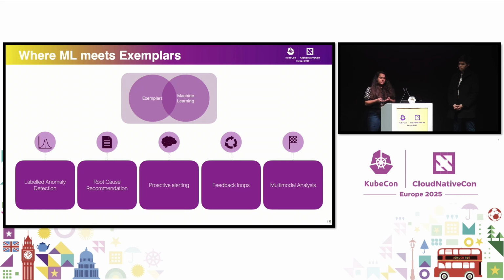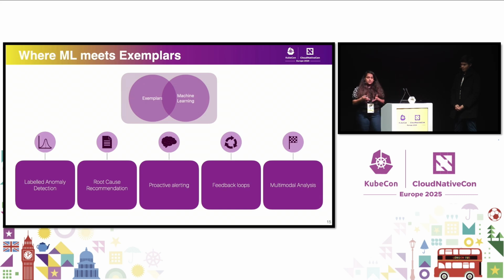So most of our anomaly detection methods are unsupervised, which means they are not running on labeled data. But the great thing about exemplars is because they mark outliers in your data, you already have labeled data of what is an anomaly. So you can actually perform labeled anomaly detection, which is supervised anomaly detection, and it is far more accurate than unsupervised methods.